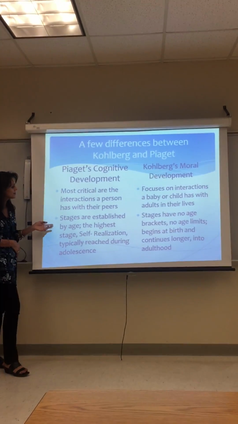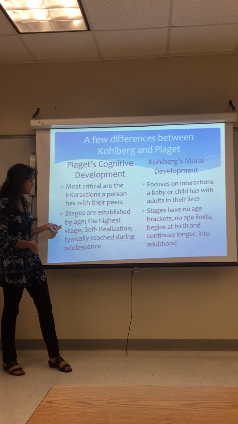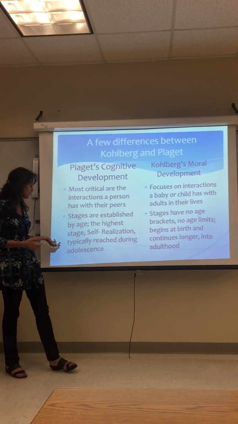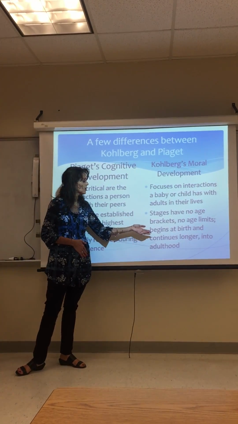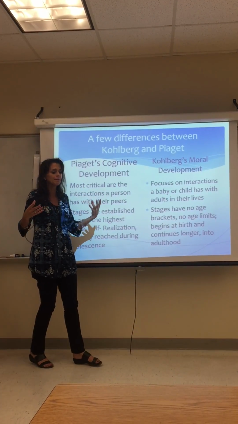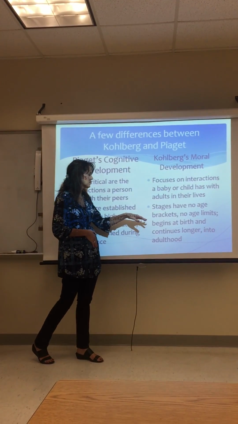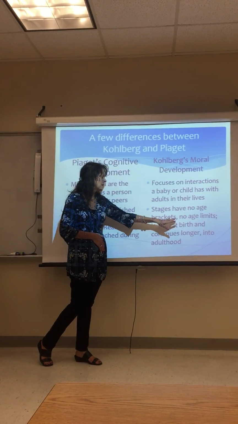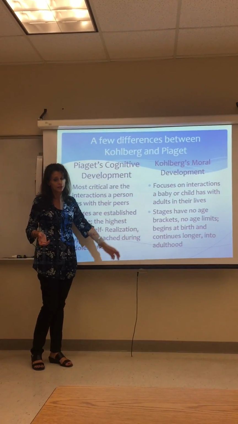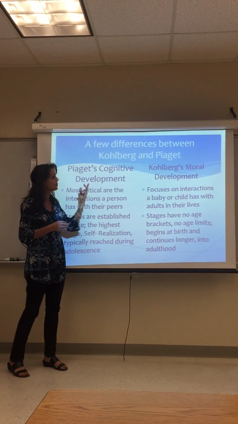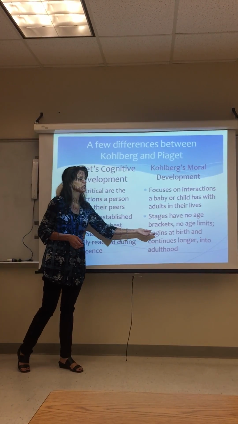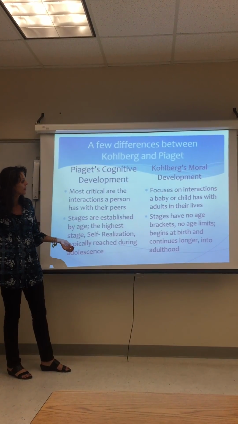A second little difference is that in Piaget, the stages are established by age. Typically, the highest stage, which is called self-realization, is reached during adolescence. Whereas in Kohlberg's view, the stages have no age brackets. It's just more of a development of the beings over time. No age limits. It begins at birth, and it's a lot more broad. It extends all the way through adulthood. And as I said just a second ago, in both, that final stage of Piaget and the final stage of Kohlberg may never even be realized by people.